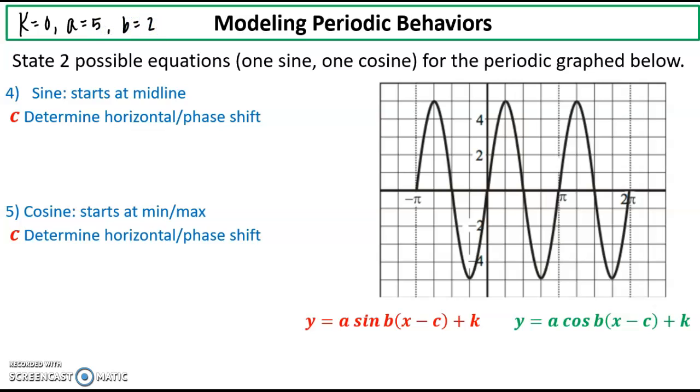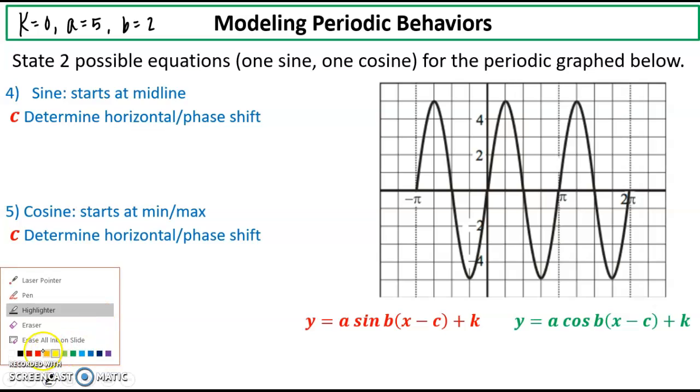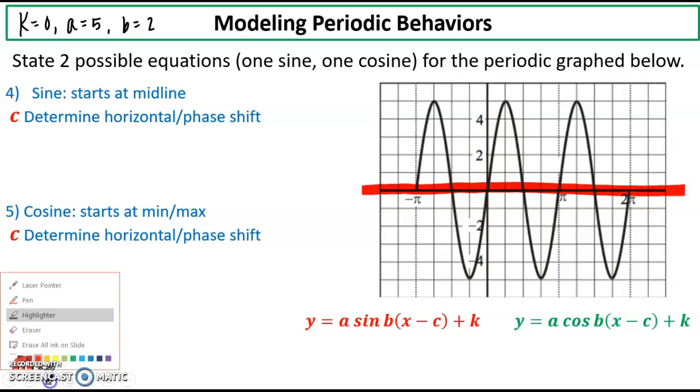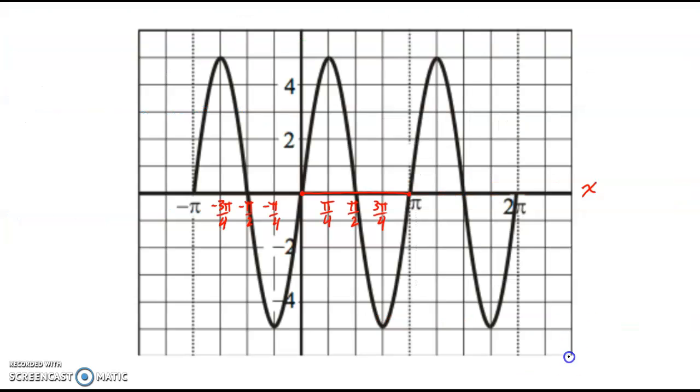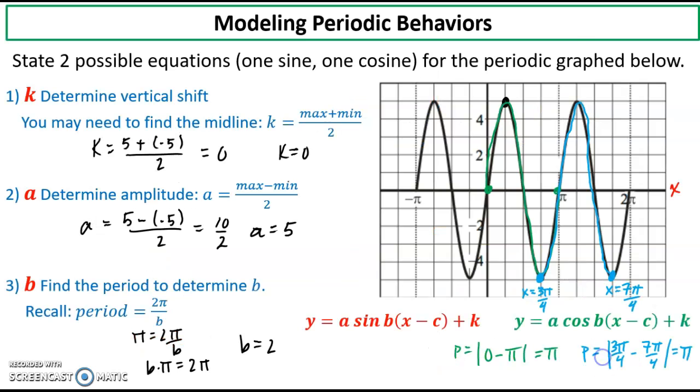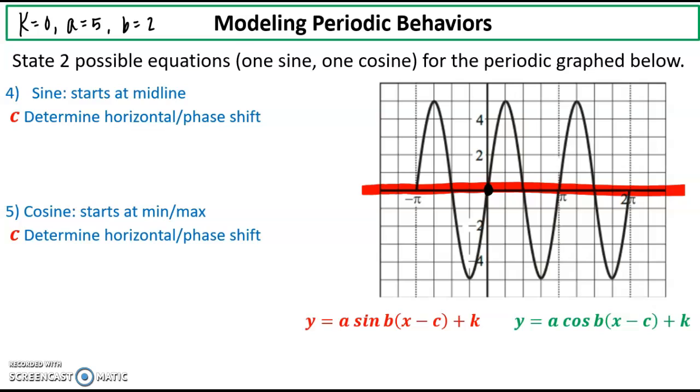Those things don't change. What changes is where our graph starts. My sine function starts at the midline. So if I start here, and remember what I said at the beginning of the video, it's all about where the starting point is. This point is at (0, 0), the exact same point as the parent function of sine. So if I'm going to write the equation for a sine function, my c value is 0. There's no phase shift.